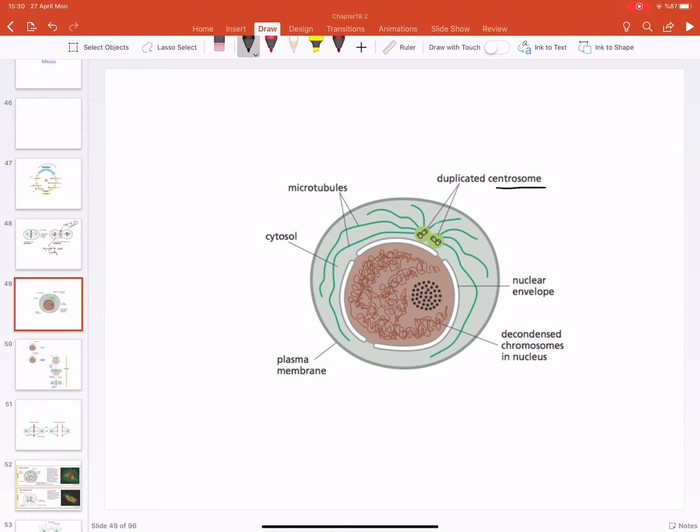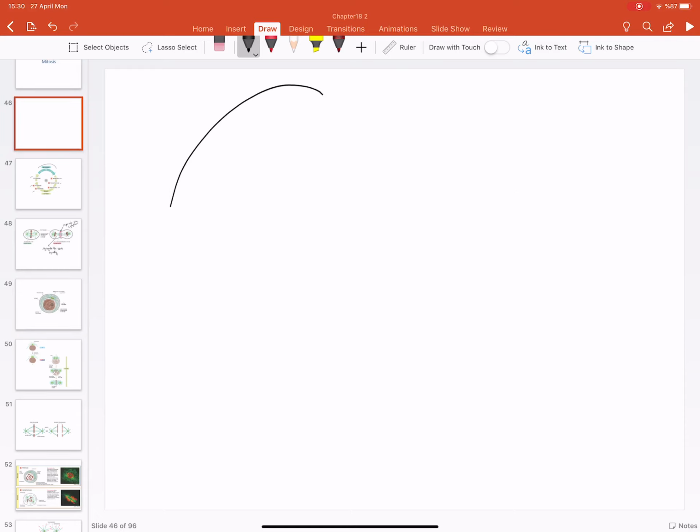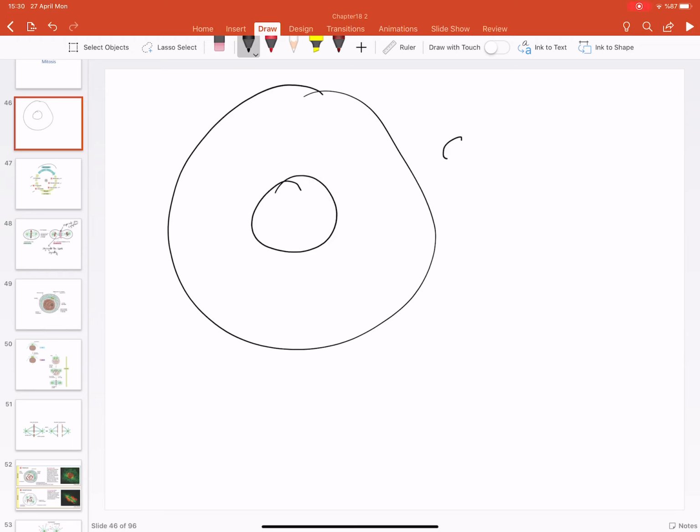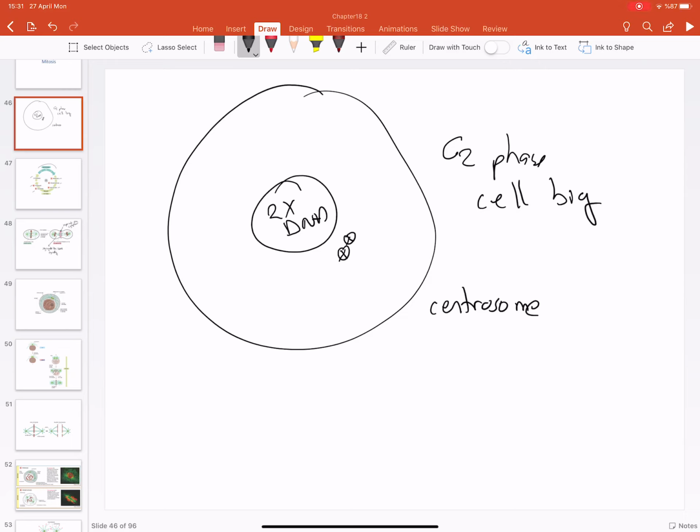Now, in the cell, let's say in the G2 phase, there's twofold of DNA already in the nucleus. The cell is big. It's actually waiting for a division. And there is the centrosome. It's actually now two pairs of centrioles. But it didn't establish the spindle apparatus yet. It has the centrosomes, but the centrosomes, which are the microtubule organizing center, have to be broken, and instead it should make the spindle apparatus.